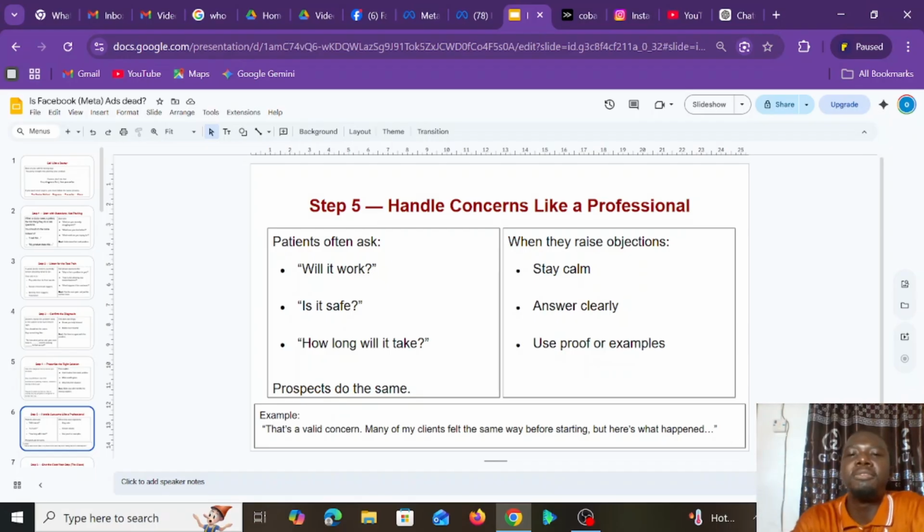Just like in my own case, after I've told them that if I'm able to run ads, you're going to make sales, they'll be like, are you sure the leads are quality? I will just say, yes, they are very quality. In fact, many of my clients feel the same way, but this is what happened. I can show them proof of a previous client that had the same objection and how after they made payment, they got their result. Do you get it? So don't be afraid of objection. Just stay calm, answer clearly, and show them proof or examples that your stuff is working.